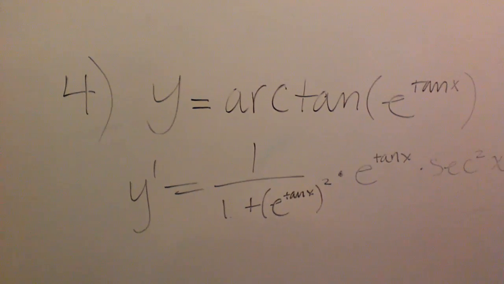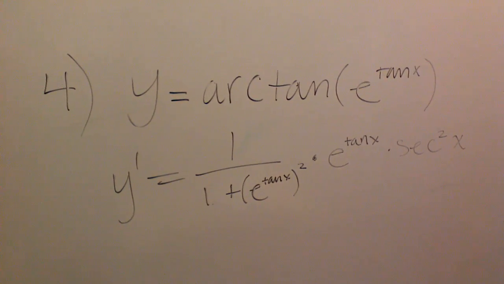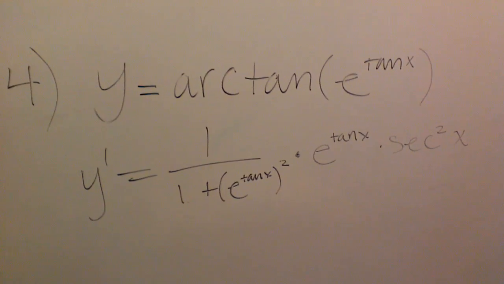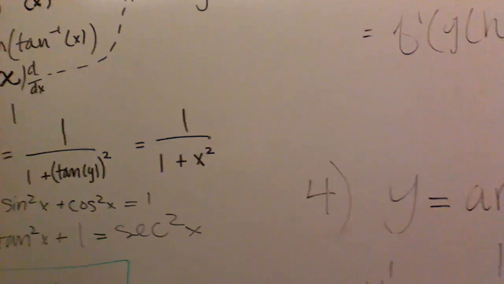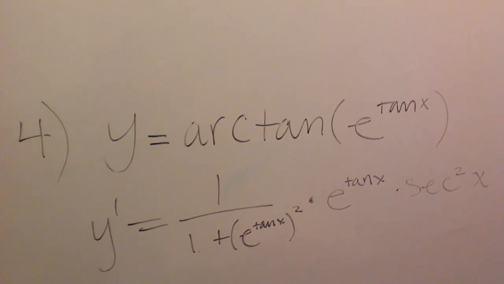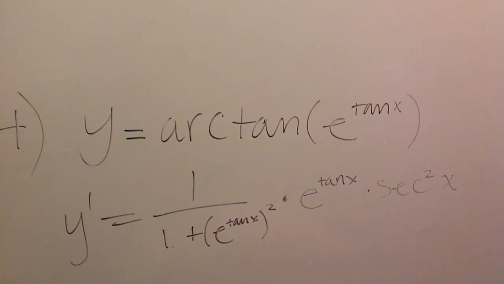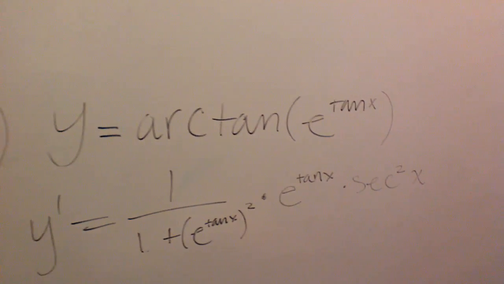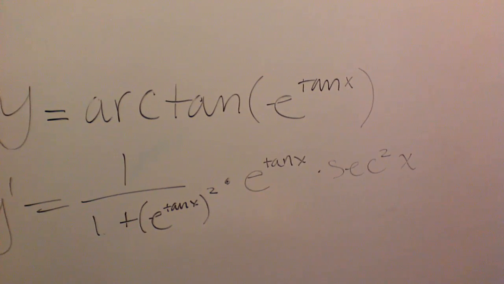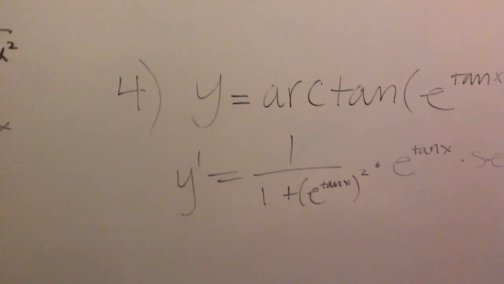So then what we're going to do is kind of like a substitution. So y prime would equal 1 over 1 plus e to the tangent x quantity squared. So your substitution, x would be e to the tangent x, so you have to square that. And then you take the next layer of this and you multiply by e to the tangent x. But then you have one more step because you have another composition. So then you take that derivative, which is the derivative of tangent x, which is secant squared x. So then here's your final answer.